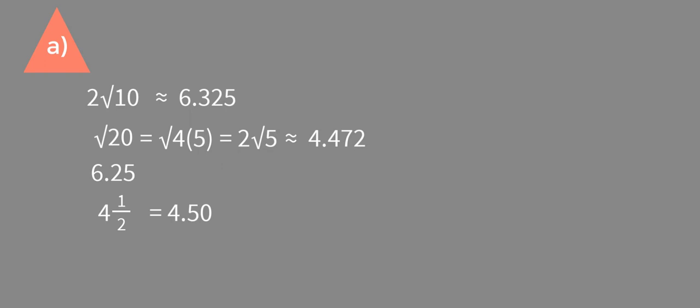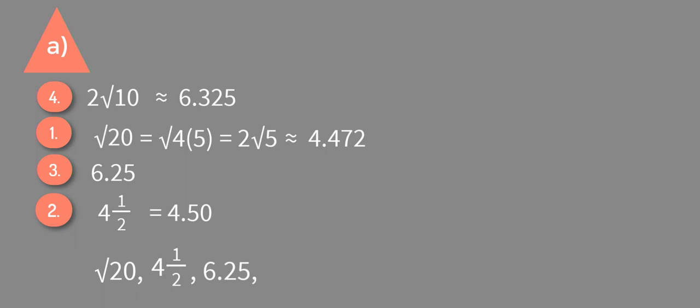So if we put those in order, and we have 6.25 here as well, we've got that this is going to be first, the 4.472. The 4.5 is going to be second. 6.25 is going to be third, and then 6.325 is going to be fourth. And if we put those in their original form, we get square root of 20, 4 1/2, 6.25, and 2 times the square root of 10.